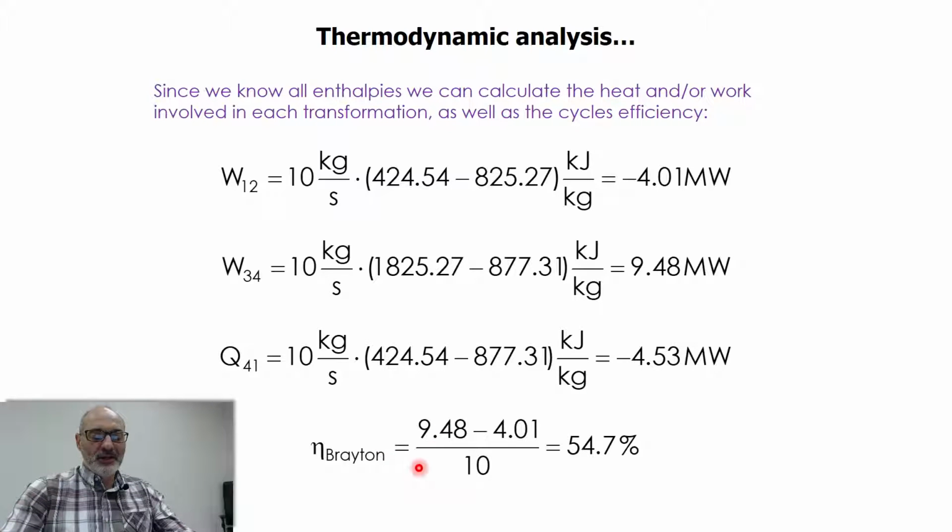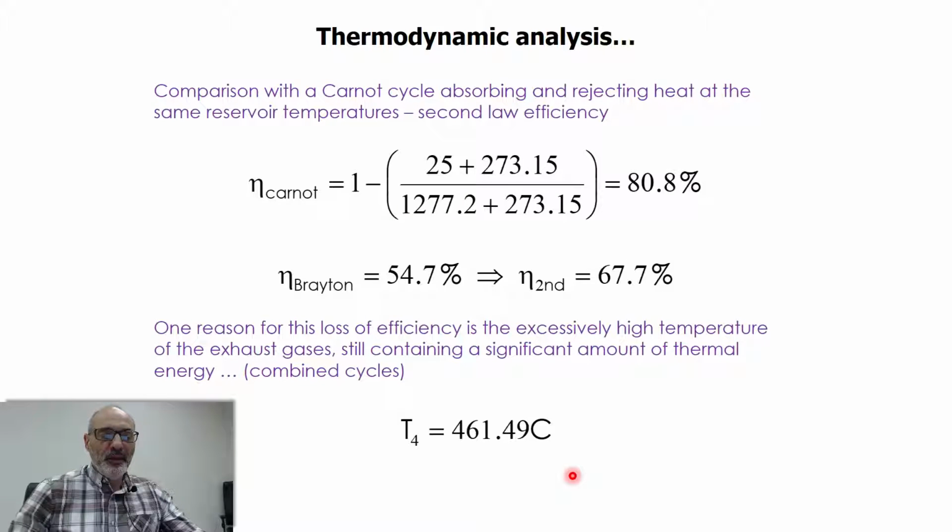So our efficiency actually is the net amount of work, 9.48 minus 4.01, divided by 10 megawatts. This is the amount of heat absorbed from fuel. When we do the calculations, we obtain 54.7%, okay? And we can compare that with the efficiency of a virtual Carnot cycle between these two temperatures. And I showed you last week how to do this calculation.